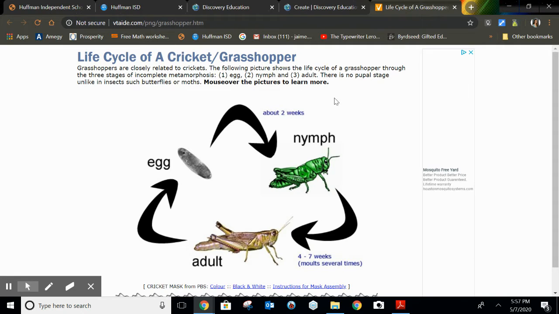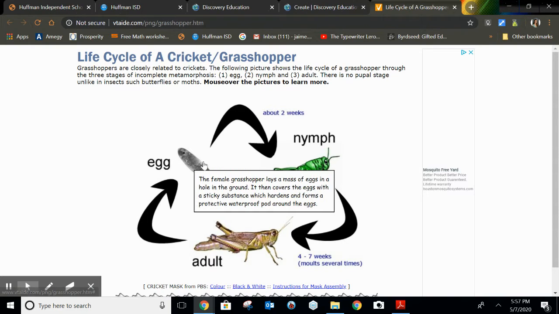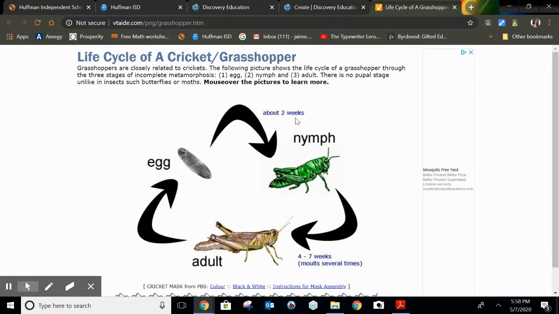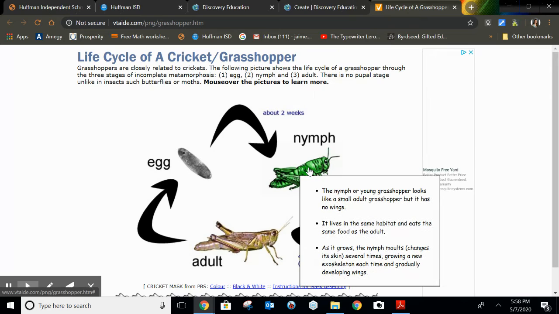We're going to mouse over the pictures to learn more. So we're going to start in the first stage of a life cycle, which is the egg. The female grasshopper lays a mass of eggs in a hole in the ground. It then covers the eggs with a sticky substance which hardens and forms a protective waterproof pod around the eggs. After about 2 weeks, the nymph emerges, and that's our baby grasshopper.